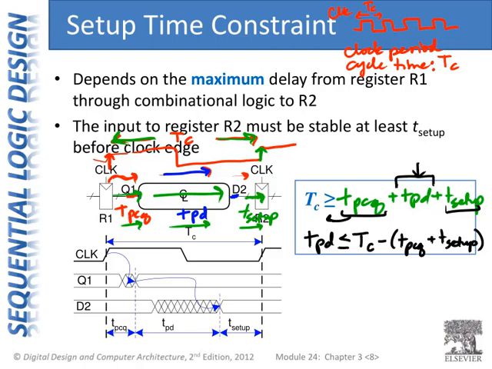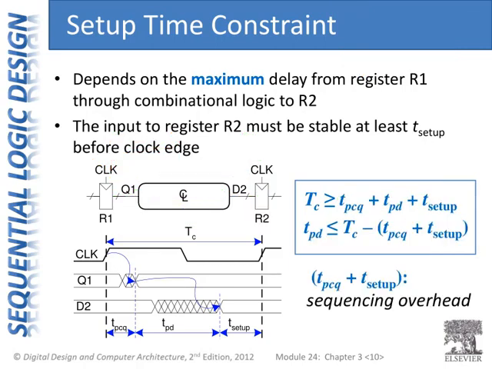And ideally, we'd use the entire cycle time to do useful stuff, to do our calculations in our combinational logic. But we have this overhead to get data out of the register and into the next register. This is called the sequencing overhead. It's basically the price we pay out of our useful cycle time to do sequential logic.